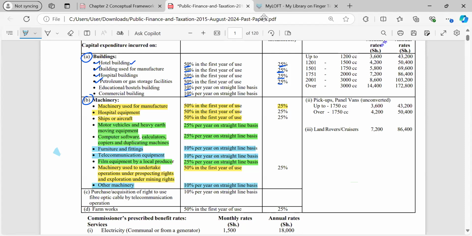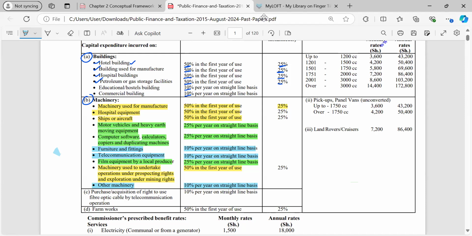But then we have a long list of many types of machines falling in those three categories. One category is 50% the first year of use, after which 25% on straight line basis. That is the remaining amount. The second category is 25% on straight line basis only. And the third category is 10% on straight line basis only.